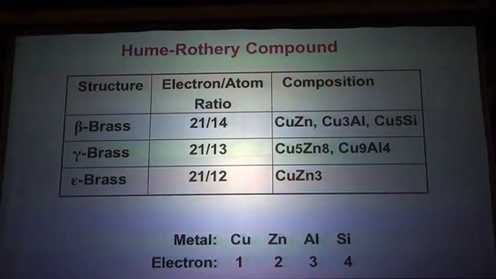It means some intermediate compounds are dominated by this e/a, the electron-atom ratio. So this is an example: if you see the phase diagram for copper-zinc and copper-aluminum, you can see many intermediate compounds. And no matter what the composition is, once they have the same e/a ratio, they reach the same structure. So it tells us that this e/a rule works very well for intermediate compounds. And as I mentioned previously, the quasicrystal is a kind of intermediate compound. So I think we can use this law.